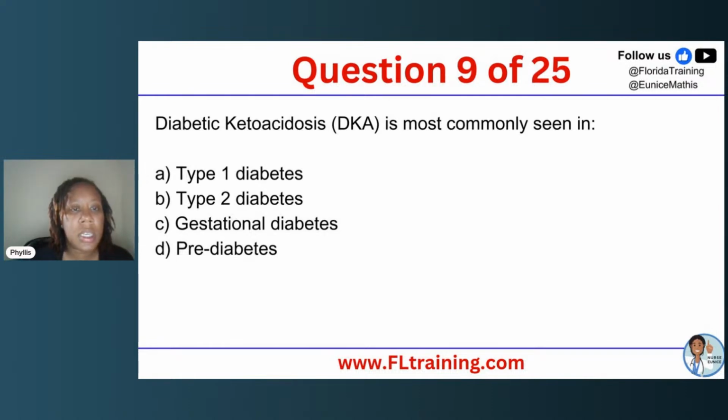Diabetic ketoacidosis, DKA, is most commonly seen in A, type 1 diabetes, B, type 2 diabetes, C, gestational diabetes, or D, prediabetes.